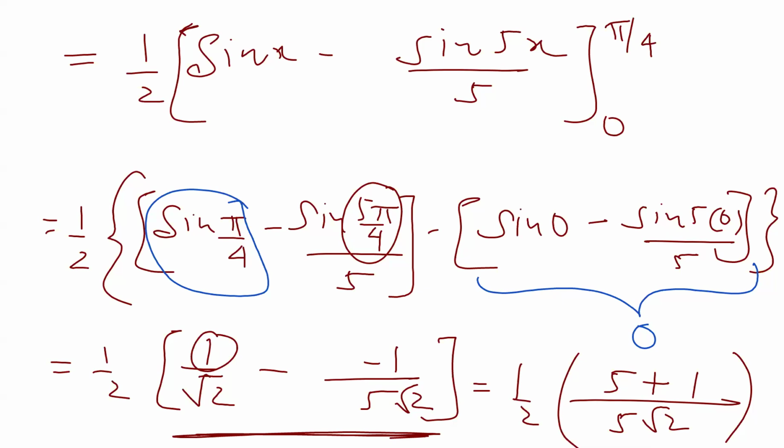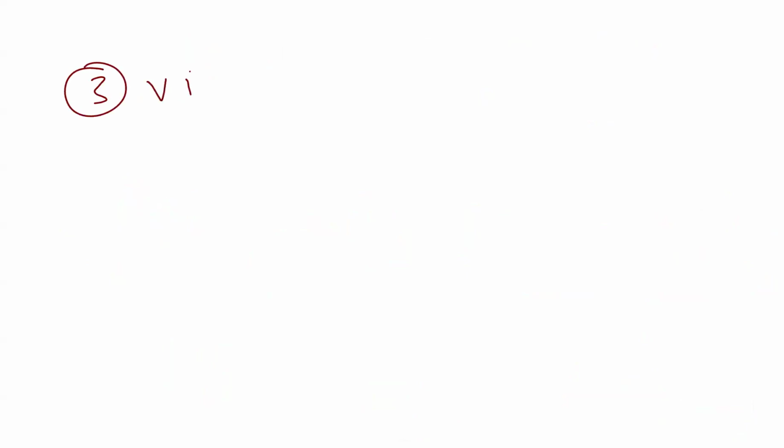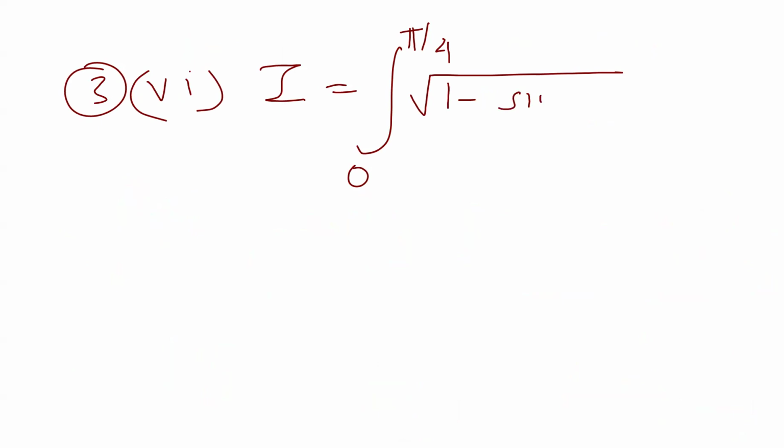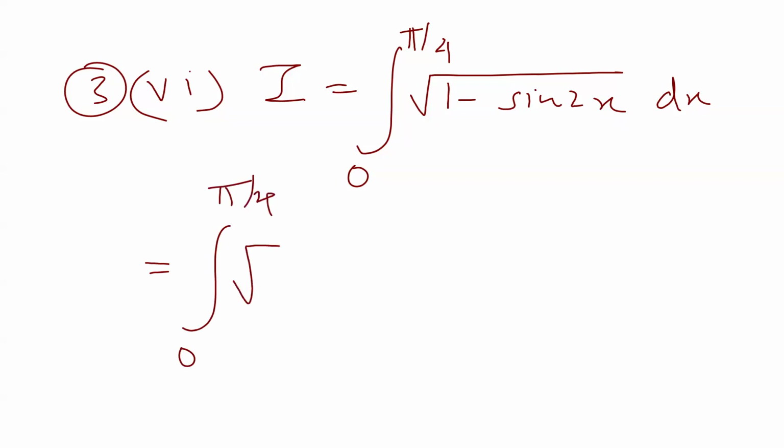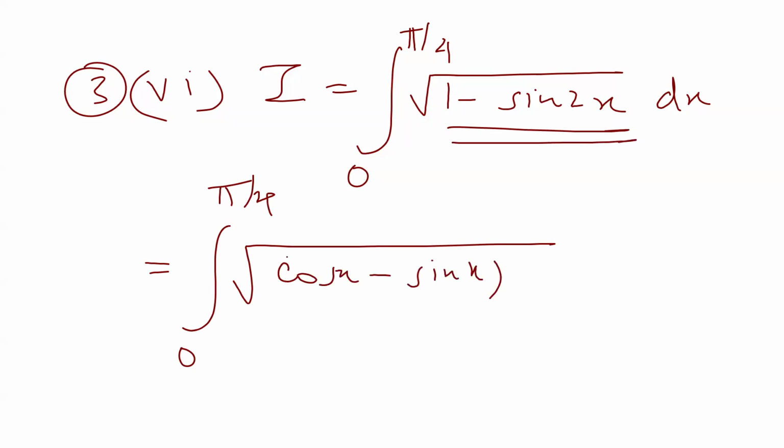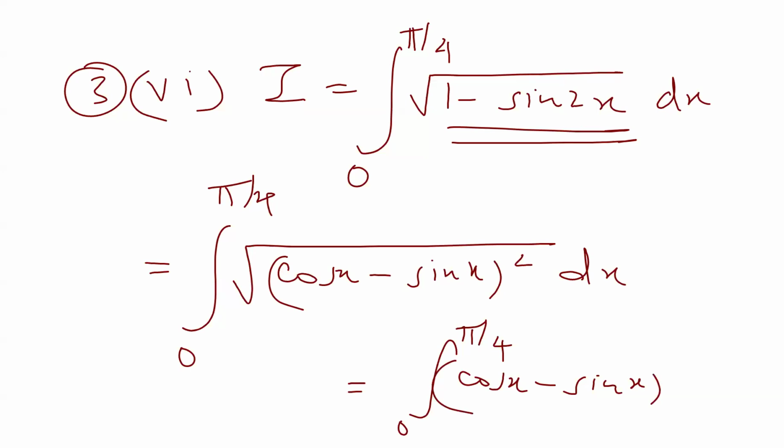Question number 3, sub question 6. I'll just give you the hint. You can solve it at home. Integration of 0 to pi by 4, 1 minus sin 2x dx. Direct formula you can apply: 1 minus sin 2x is cos x minus sin x the whole square. So 0 to pi by 4, cos x minus sin x dx.